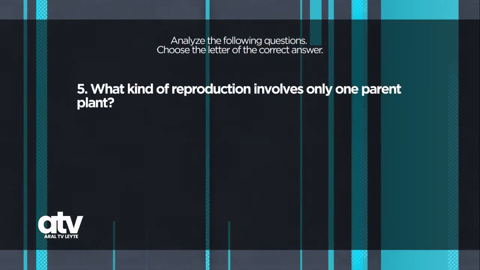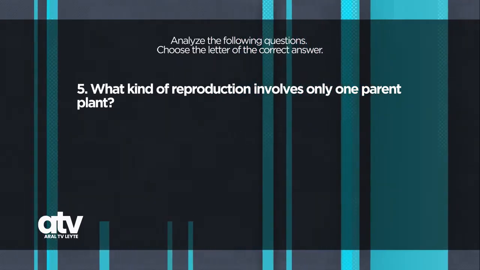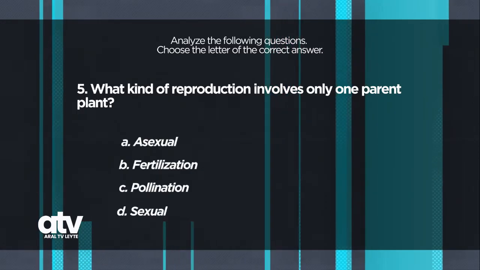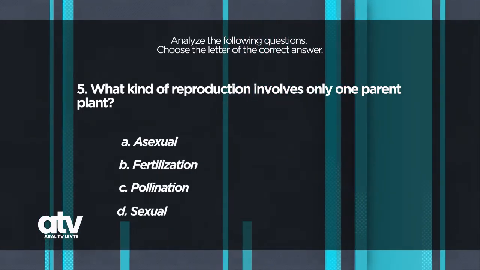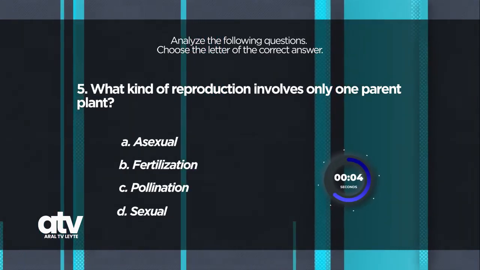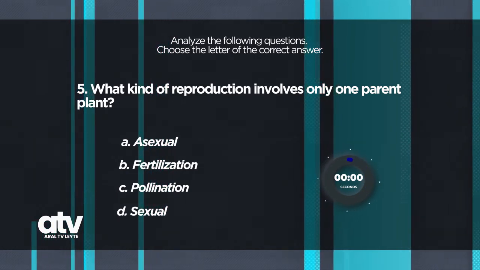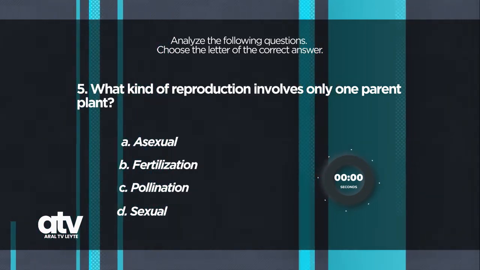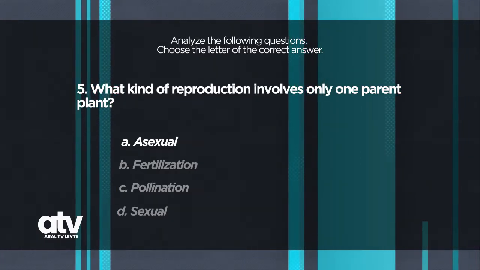Number 5. What kind of reproduction involves only one parent plant? A. Asexual. B. Fertilization. C. Pollination. D. Sexual. The correct answer is letter A. Asexual.